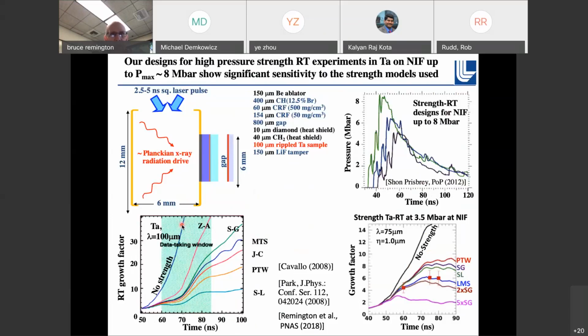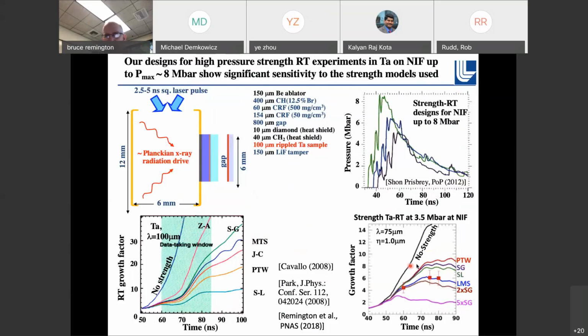And then this whole sequence, really Zerilli-Armstrong strength model, the growth comes down a lot. Steinberg-Guinan comes down more. Mechanical threshold stress, down more yet. Johnson-Cook, PTW, Steinberg-Lund. And at that time, this is back in 2008, I didn't have access to the multiscale model yet for tantalum, but it would probably be lower yet. It's down in this range.